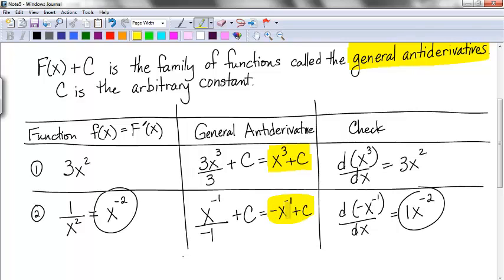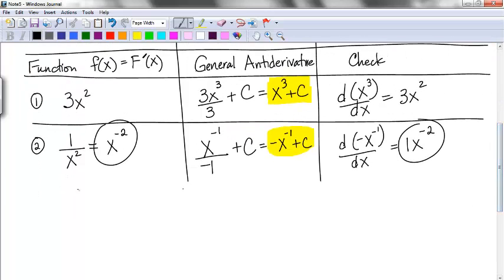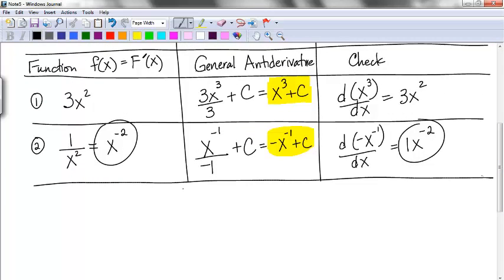Okay. So on the polynomials, you add 1 to the exponent, divide by the new exponent. Okay, that's my third time for saying it. You add 1 to the exponent, divide by the new exponent. That's on the general polynomial equations or functions.